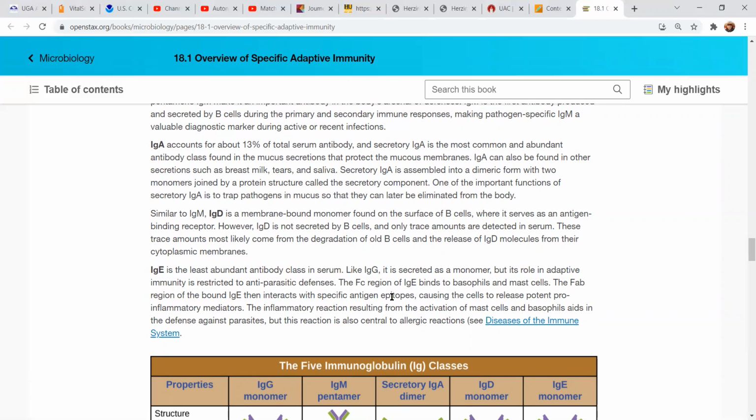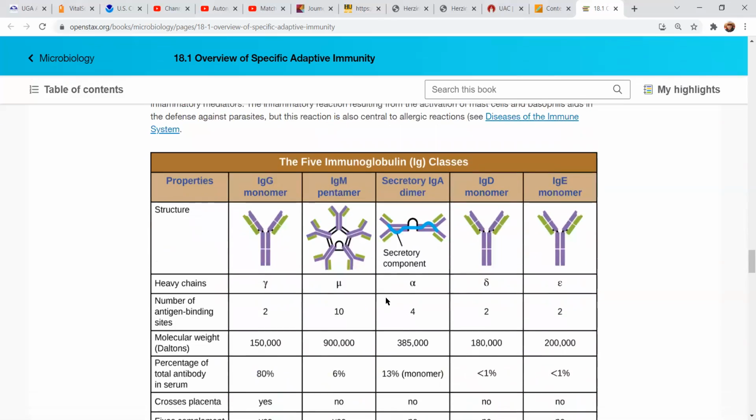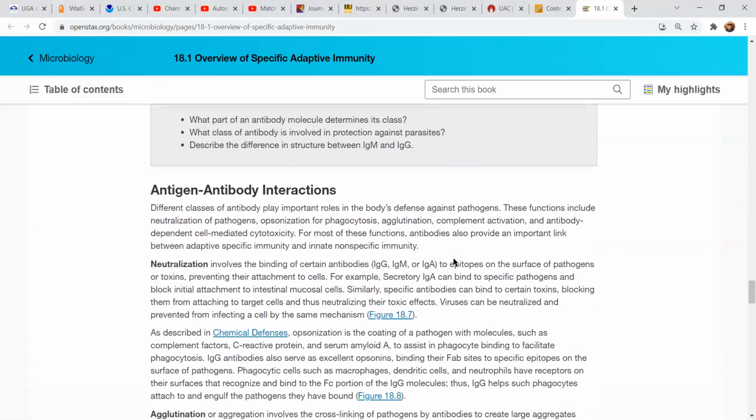It is found in the mucous membranes, breast milk, tears, and saliva. Because it's found associated with those mucous membranes, it can trap pathogens in mucus. IgD is similar to IgM, but it's not secreted by B cells, and we only have trace amounts of it. And then IgE is the least abundant. It's going to bind to basophils and mast cells, and basically is triggering defense against parasites and also functioning in allergic reactions. So you've got this table here that kind of summarizes those.